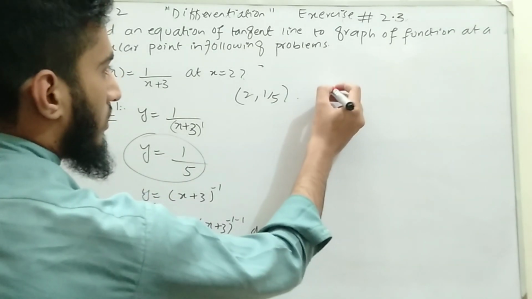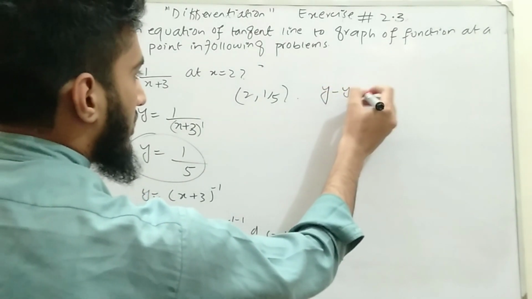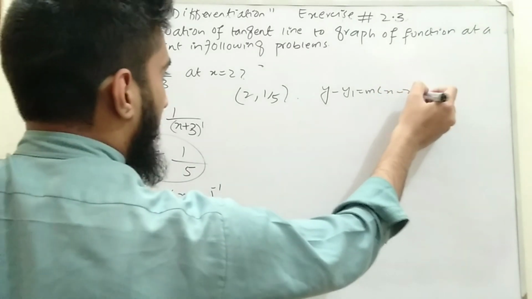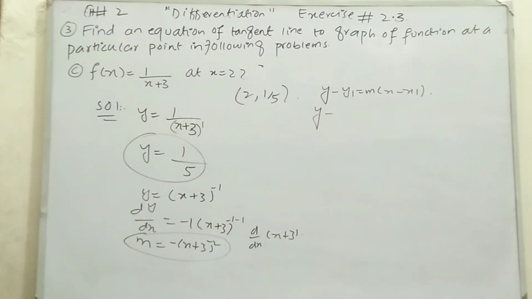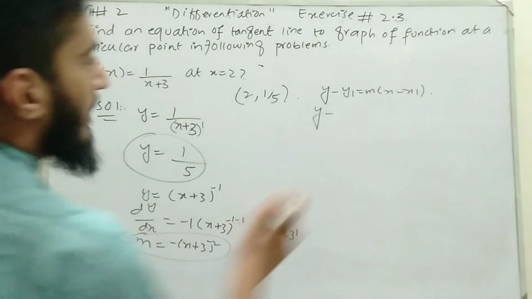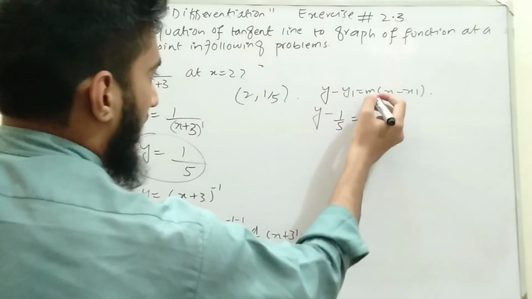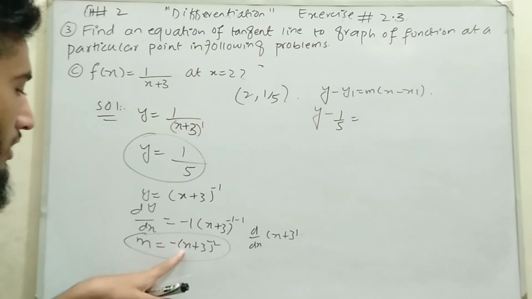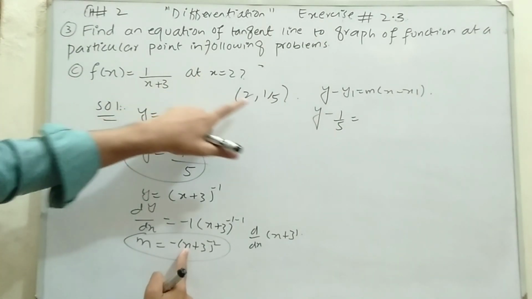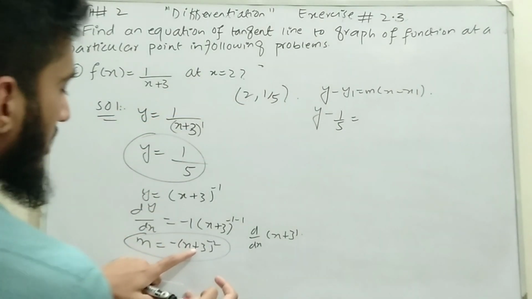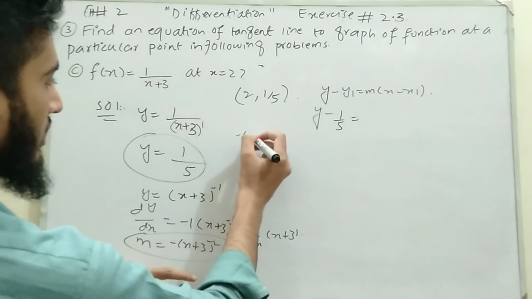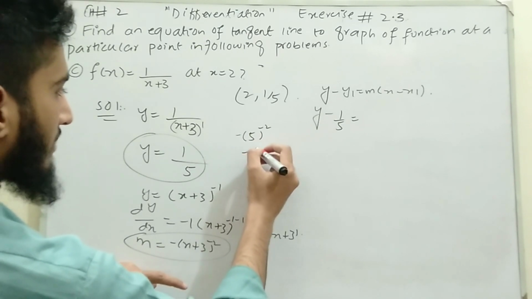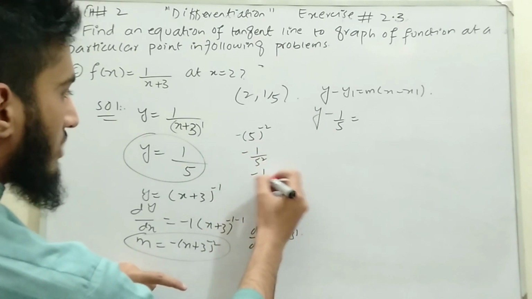Now using the equation y minus y1 is equal to m multiplied by x minus x1. By putting the values, y1 is equal to 1 over 5. M is minus, and here we put x equal to 2. So 2 plus 3 gives us a value 5, 5 power minus 2, so it becomes minus 1 over 5 power 2, which is minus 1 over 25.